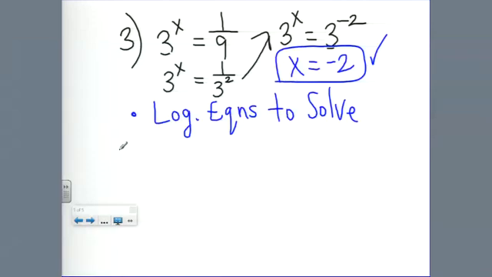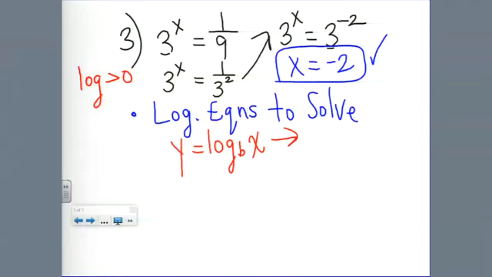Now, one restriction about logs, a log has to be greater than 0. Keep in mind, our general form for log equations is y equal to log base b of x. And to convert that from a log form to exponential form, the b is the base, y is your exponent, and that's equal to your function x.